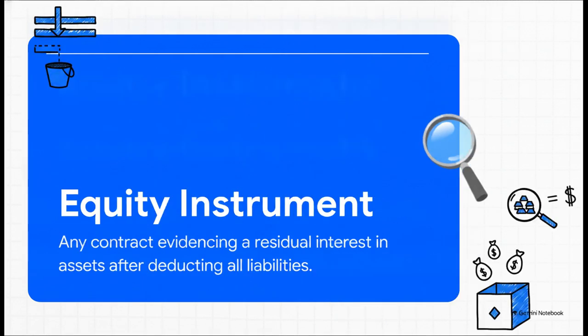And that brings us to the third piece of the puzzle, the equity instrument. This idea is actually incredibly simple, even though textbooks love to overcomplicate it. Equity is literally just the residual interest. It's whatever is left over in the assets after you've deducted absolutely every single one of the liabilities. It's the bottom of the barrel claim, carrying the ultimate residual risk.